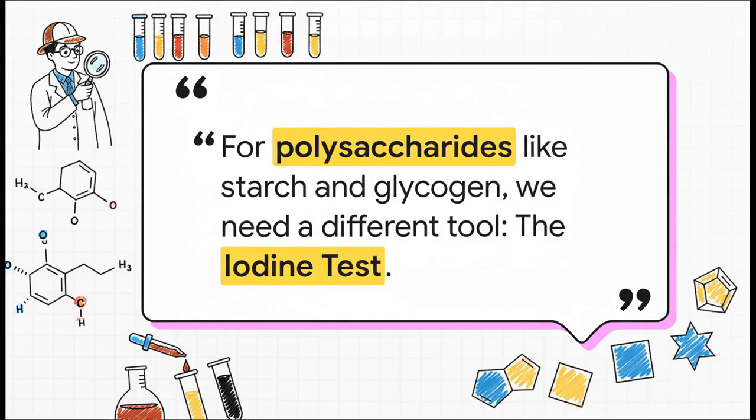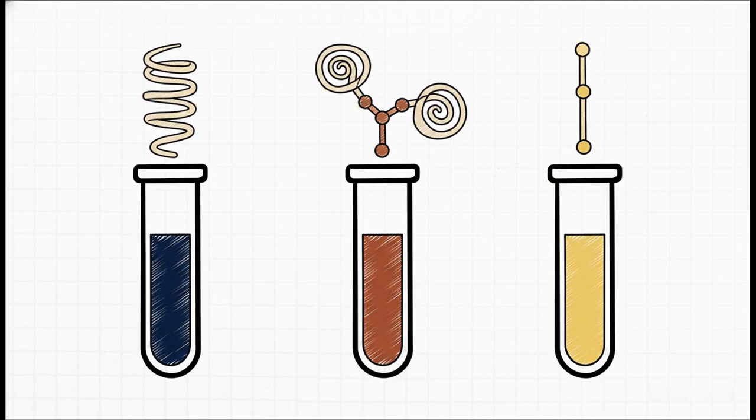But wait a minute, Benedict's test isn't perfect. It's great for smaller sugars, but you might be thinking, what if our suspect is one of the big guys, a polysaccharide? They often don't have that reducing property. For these heavyweights, like starch and glycogen, we need to pull a different tool out of our kit, the iodine test. The iodine test is awesome because it's super specific for these big storage polysaccharides.